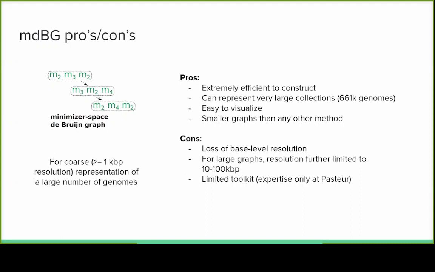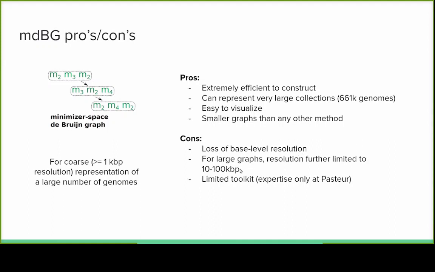And there are some advantages and disadvantages. One is that it's super efficient to construct, and it was applied to the representation of what I think is the largest genome graph that exists, 600,000 bacterial genomes, which was computed painlessly with this approach. The graphs are really easy to visualize by virtue of the fact that we don't have so many nodes. They produce smaller graphs than any other method. However, you lose a lot of resolution. For instance, SNPs are completely discarded except when they fall exactly at the position of minimizers, which might happen, but not so often.